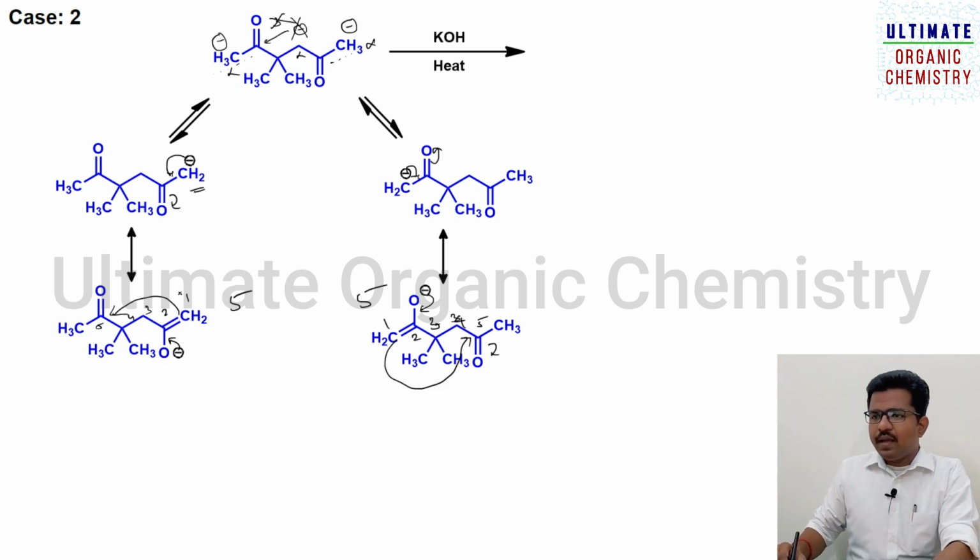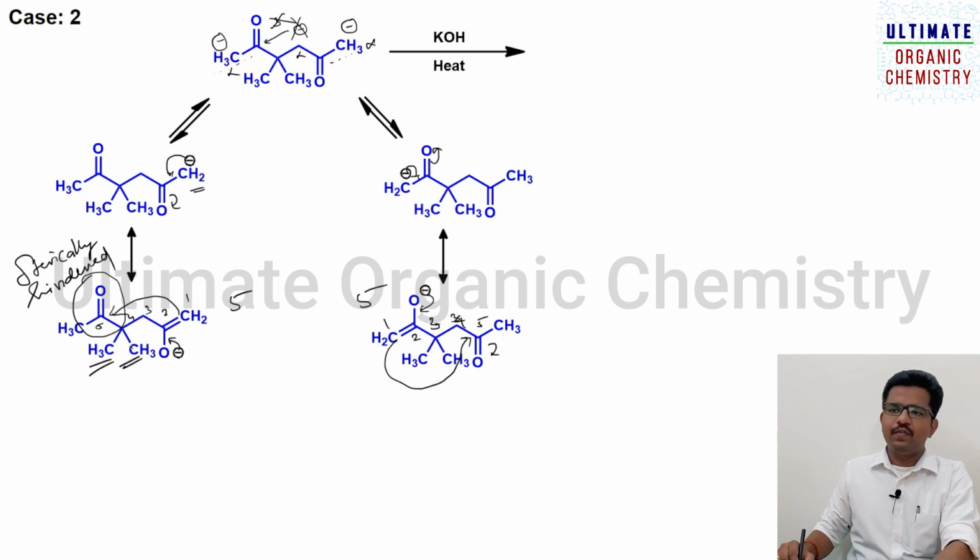For example, in this case, that enolate attacks this carbonyl carbon. This carbonyl carbon is getting attacked by this carbon, which is sterically hindered. Why is it sterically hindered? Because of the presence of these 2 alpha methyl groups, which are bulky in nature, which hinder the attack of this CH2 minus. So this type of attack will not take place.